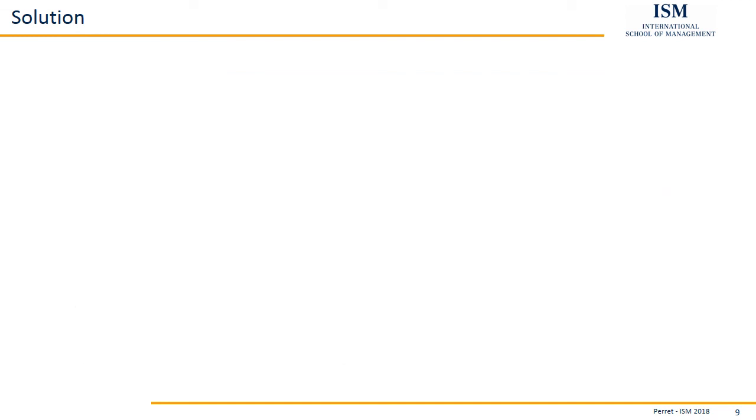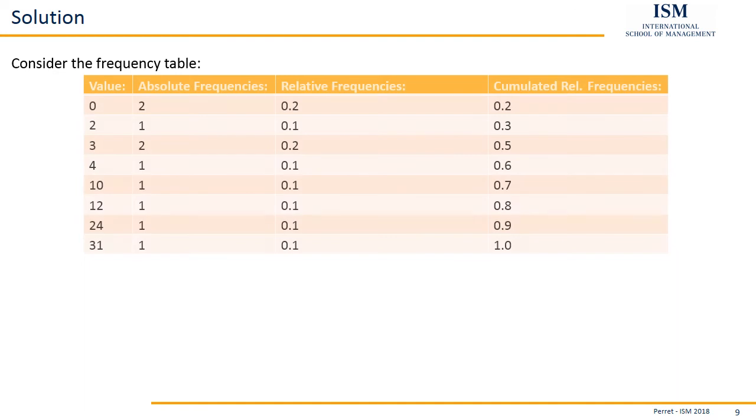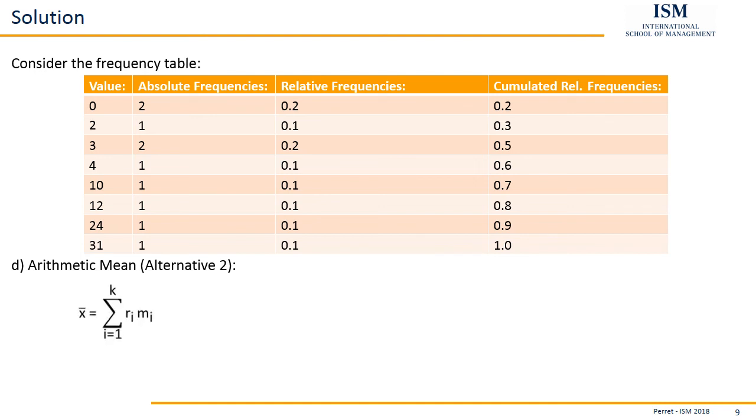Well, so could the second approach, which also uses the frequency table. And it's basically the same as the approach before. The only thing which we do here is we do not multiply the values with the absolute frequencies and then divide by the number of observations. We instead multiply the values with the relative frequencies.